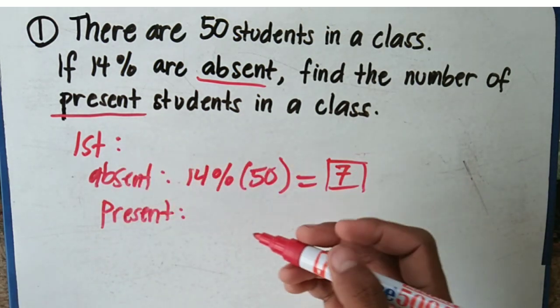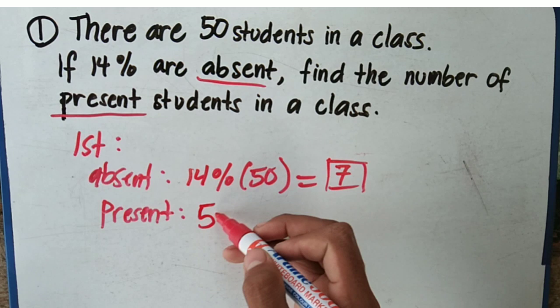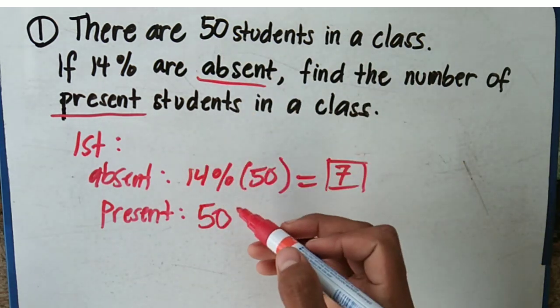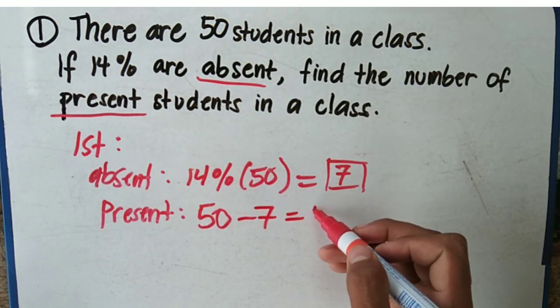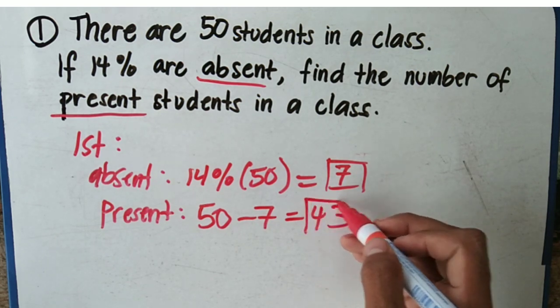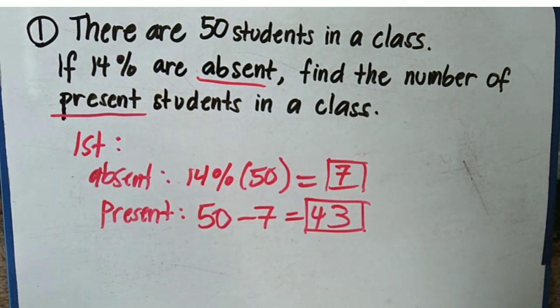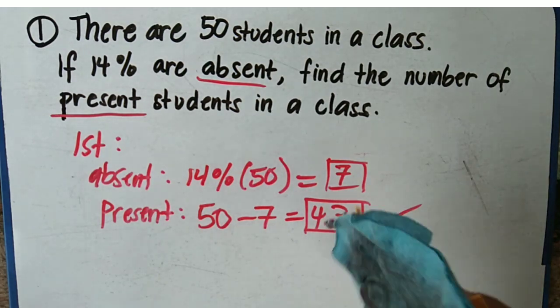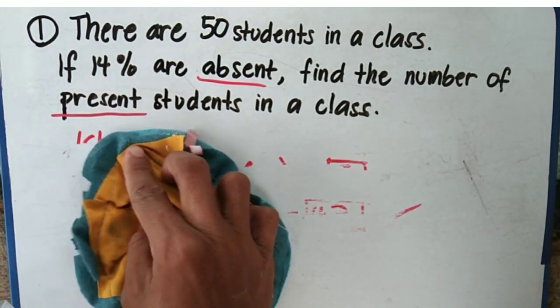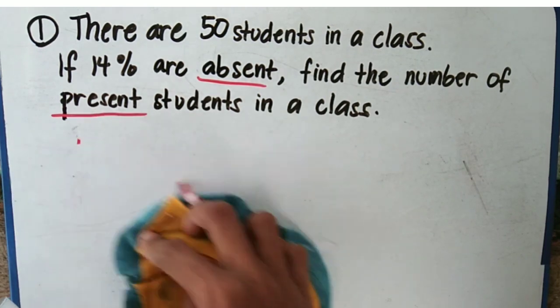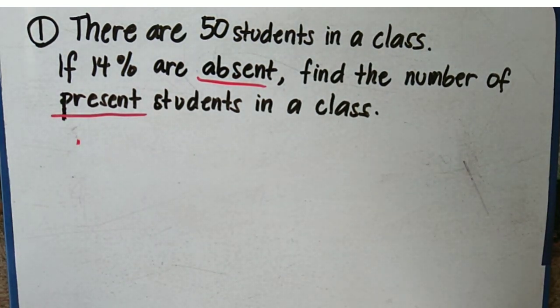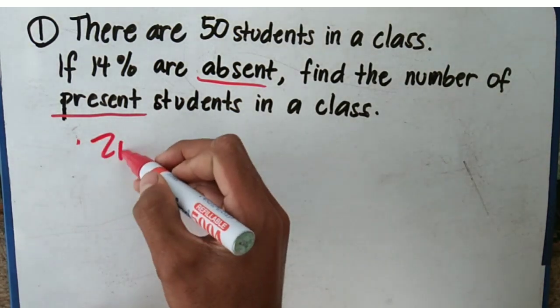Ang hinahanap is present. Ang gagawin natin is isusubtract lang natin sa total students. We have 43 students who are present. So this is the final answer. Let's have the second way kung paano ba natin masolve. So somewhat similar lang sila pero direkta yung pangalawang way.